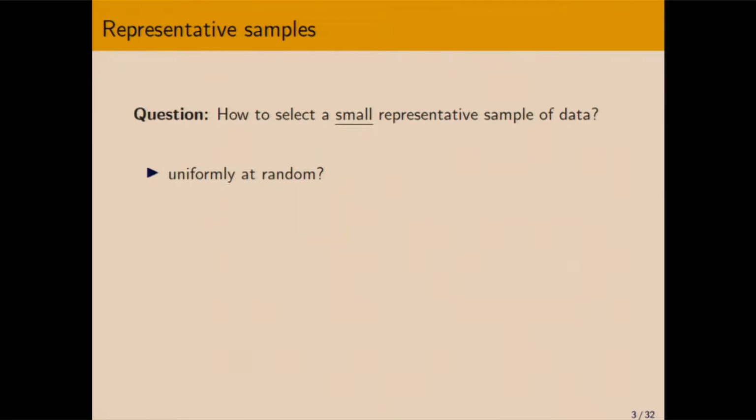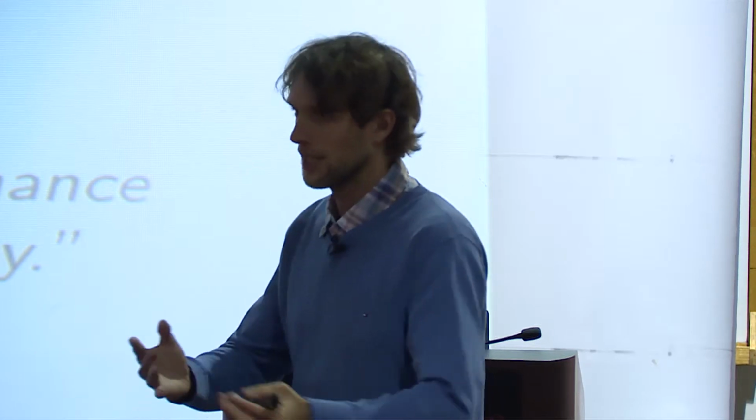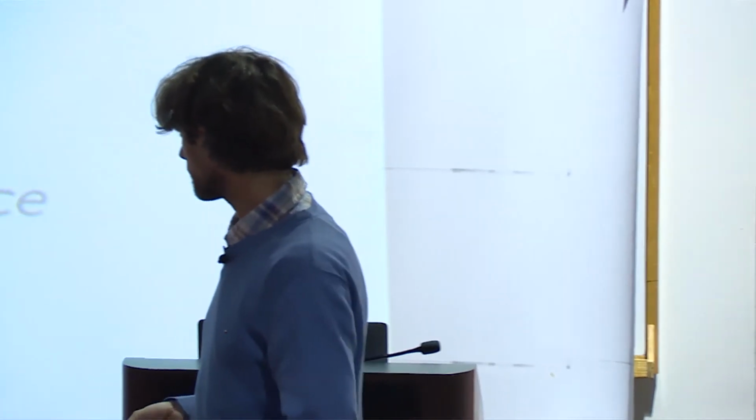You can try to select uniform samples. You can try to select them by IID importance sampling. But what about the birthday paradox? So what does that have to do with anything? The birthday paradox says in a room of just 23 people, there's a 50-50 chance of at least 2 people having the same birthday. This is just a special kind of example: if we draw a uniform sample, there's a very good chance that there will be some element of that sample that is completely redundant. Of course, this is an extreme case.